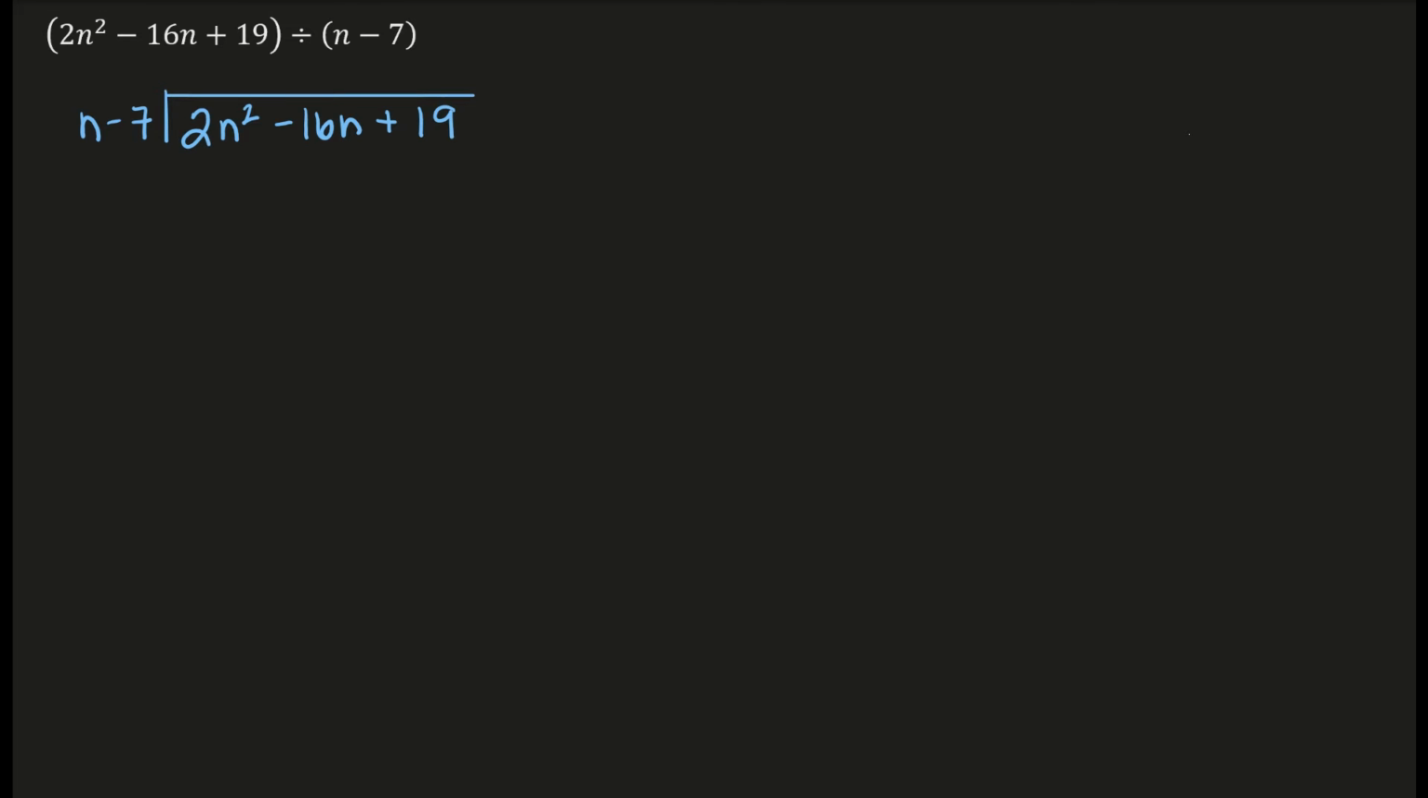So we'll start by multiplying. What do I multiply n by to make it look like 2n squared? And that is 2n. So n times 2n gives me 2n squared. Negative 7 times 2n gives me negative 14n.